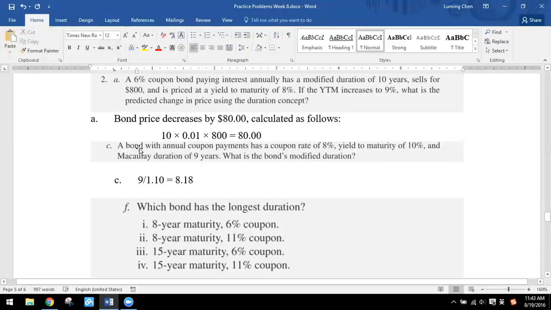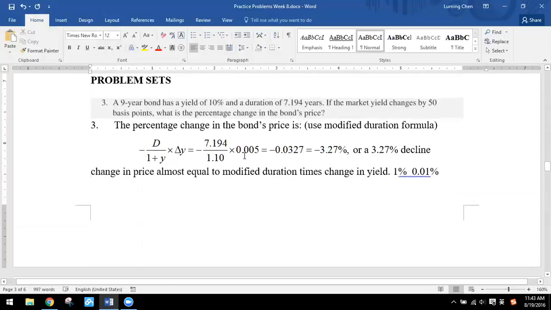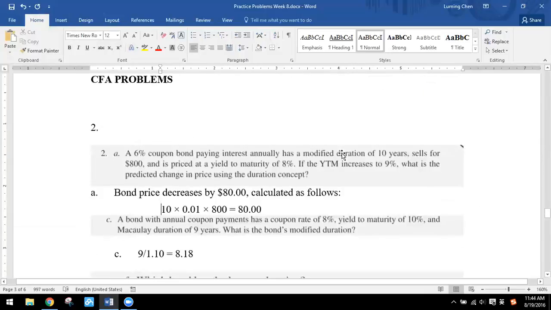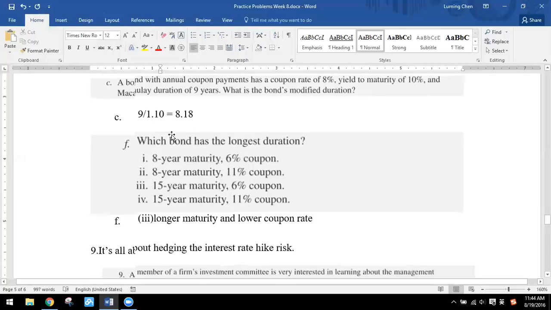C, a bond with annual coupon payments. Well, this question is basically like the previous question. The difference is that here we calculate the percentage change, and if you multiply the percentage change by the current bond price, we will get the dollar amount change. A bond with annual coupon payments has a coupon rate of 8%, yield to maturity of 10%, and Macaulay duration of 9 years. What is the bond's modified duration? Well, modified duration is the Macaulay duration over 1 plus y. What is y? y is the yield to maturity, 10%. So the modified duration is 8.18.